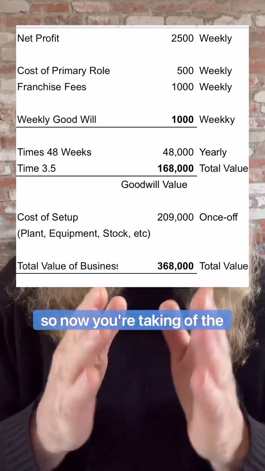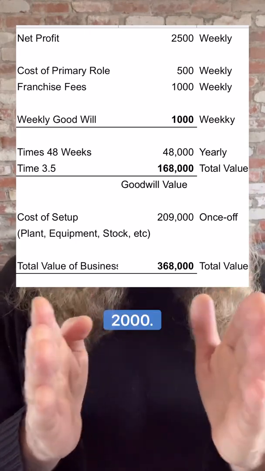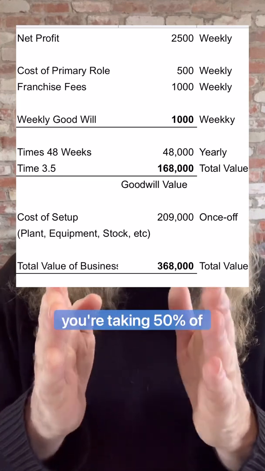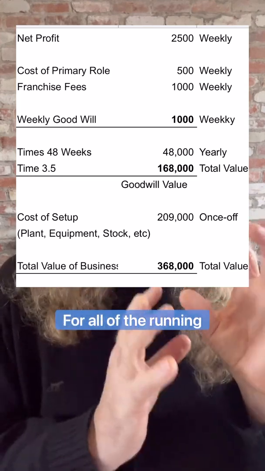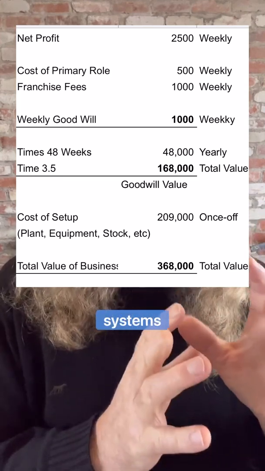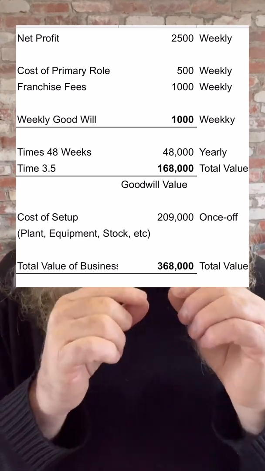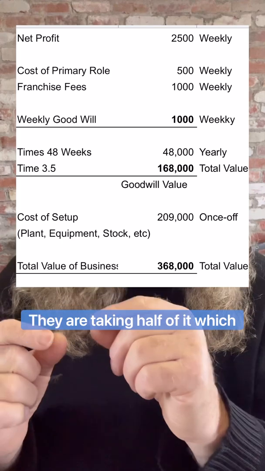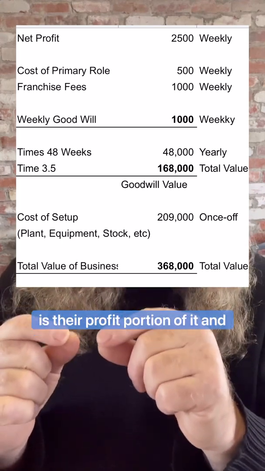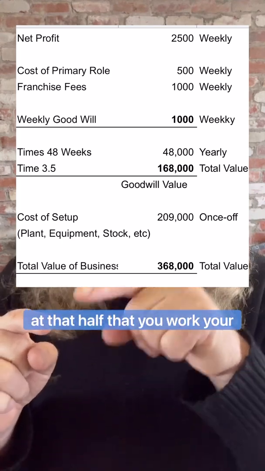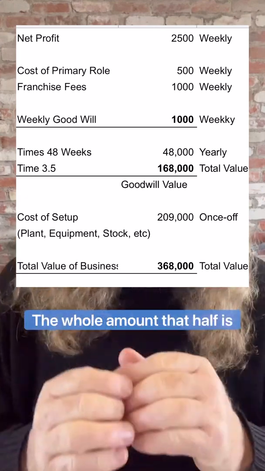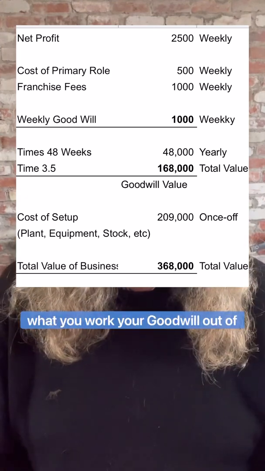So now you're taking of the profit, might be $2,000 a week comes out of that franchise, you're taking 50% of that for all of the running costs, all the marketing, all the management, all the systems, everything like that, which you are doing for the franchisee. They are taking half of it, which is their profit portion of it, and it's that half that you work your goodwill out of, not the whole amount. That half is what you work the goodwill out of.